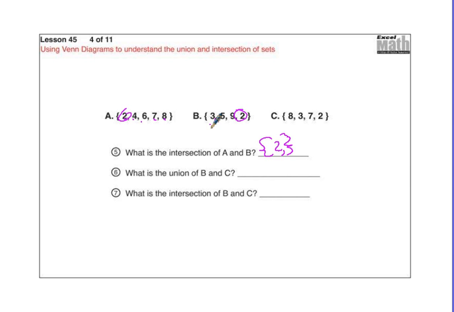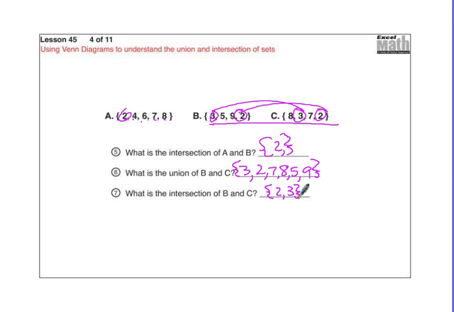The union of B and C, that's all the numbers that you see here. 3, oh, we should have started with a bracket. 2, 7, 8, 5, and 9. What order you put them in doesn't really matter. Intersection of B and C, I see a 3 in both of them and a 2 in both of them. And that's it. So 2 and 3.